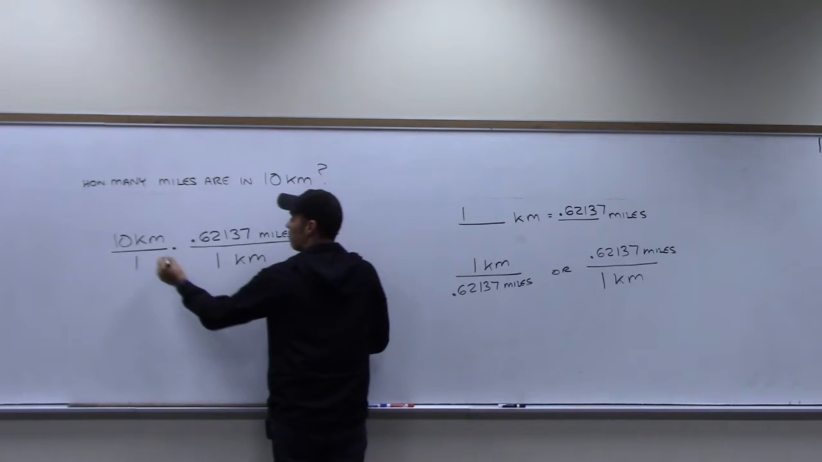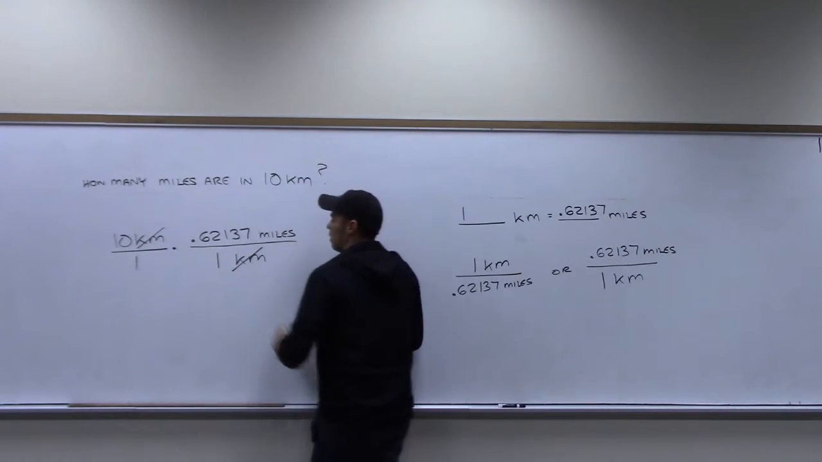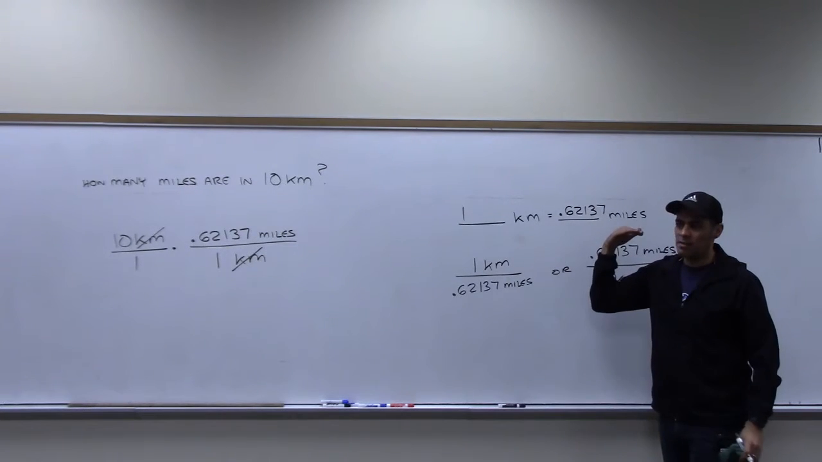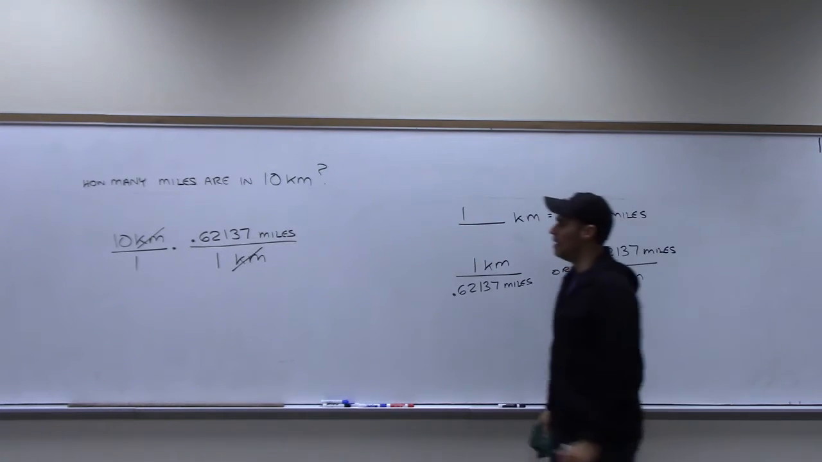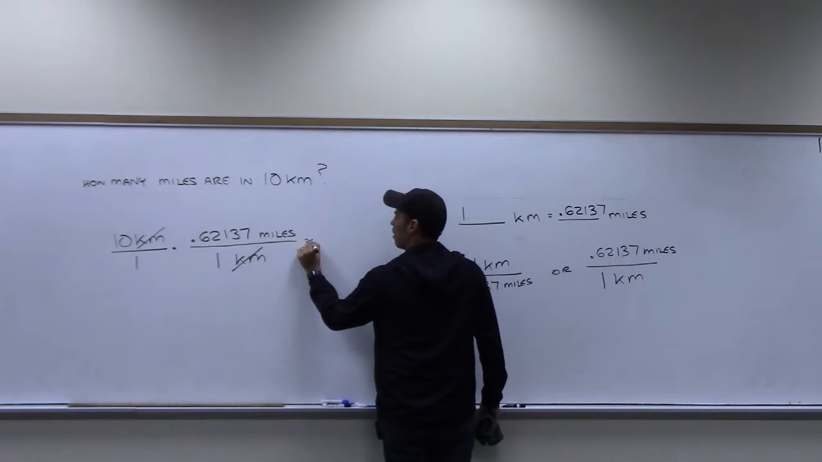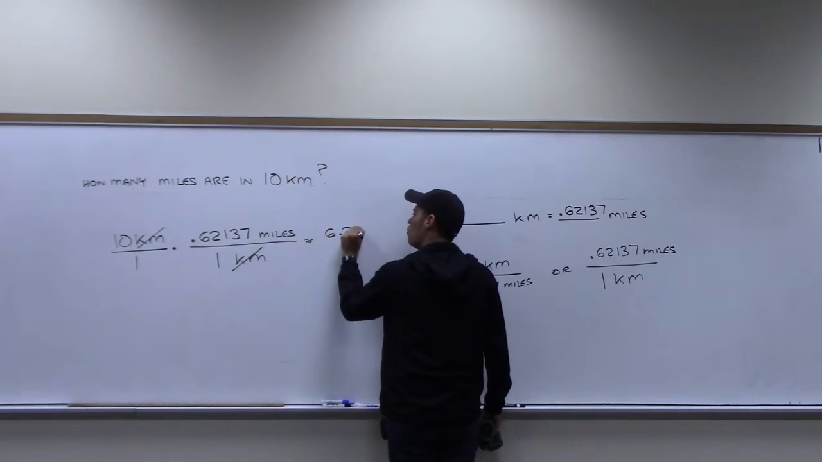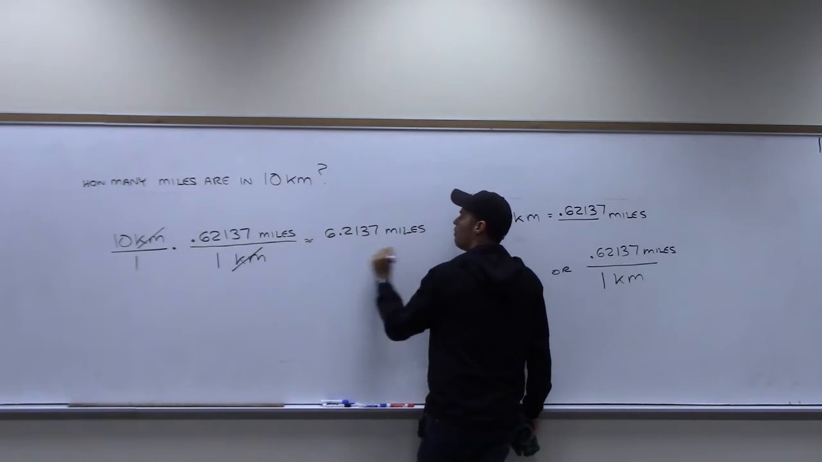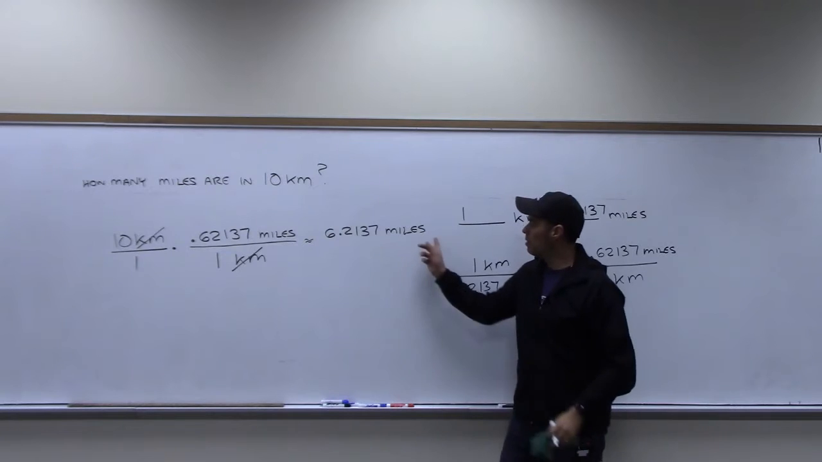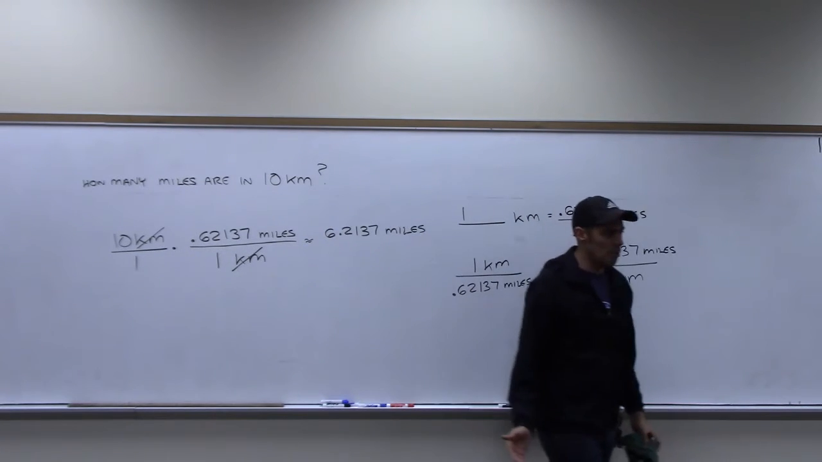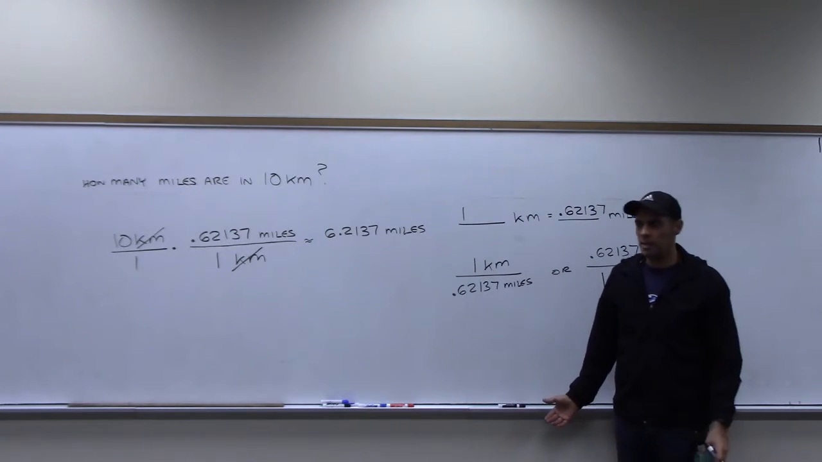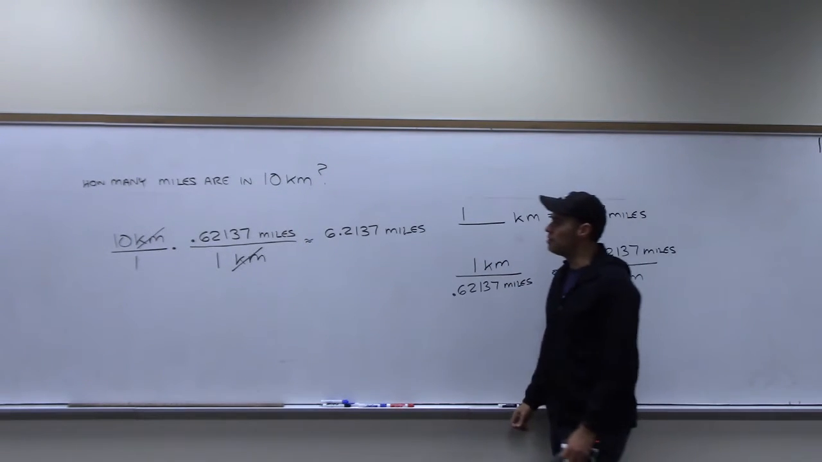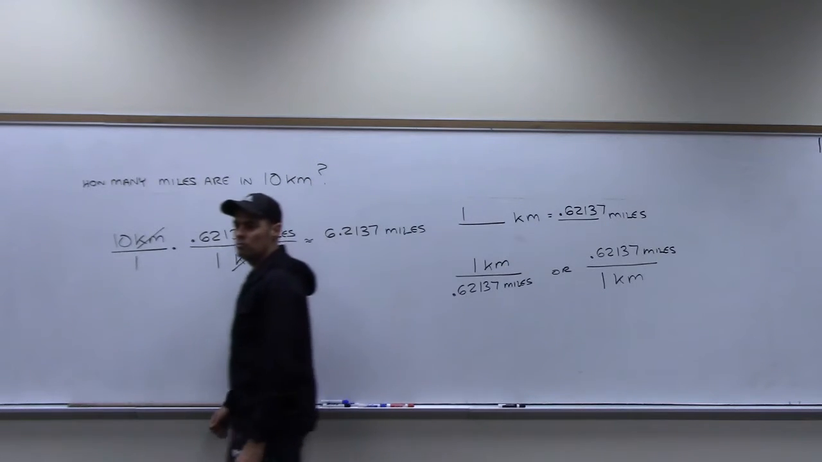And the kilometers go away, right? And I multiply straight across the top. When I multiply across the top, I get approximately 6.2137 miles over what? Over 1. So I don't need to write over 1, do I? Anything over 1 is itself. So that's it. So 10 kilometers is about 6.2 miles or so.